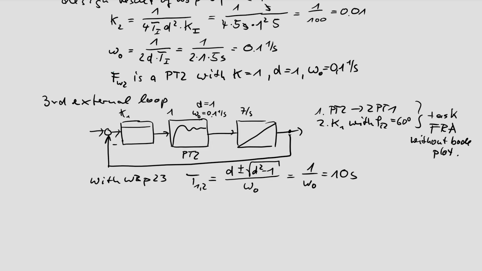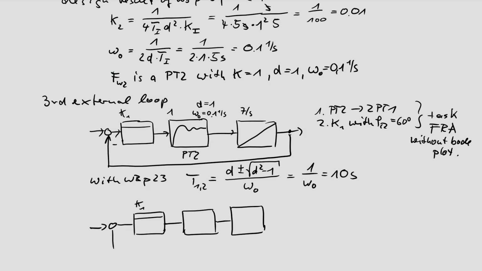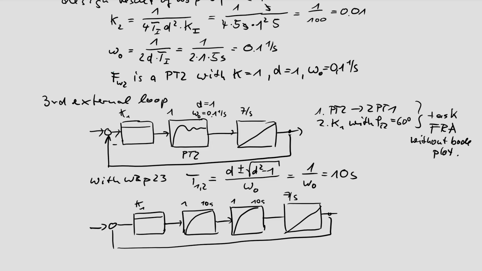So we have a new plan. Let's draw this new plan so that you can follow the next step. K1, then the PT2 converted into 2 PT1 are now drawn with 2 blocks. The gain in both cases is 1. And here we have 10 seconds, here we have 10 seconds, and here we have our integrator with 7 per second. Negative feedback.